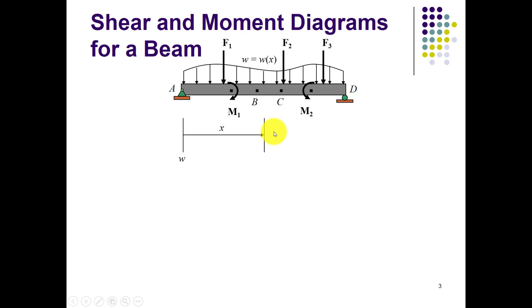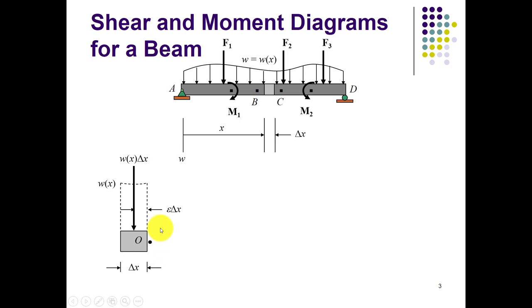So for the w there is an x for this small length. You have a delta x at which a different magnitude of UDL is acting. So we would take this section out, upon which there is a function of a UDL acting, and the change in length is just a delta x, which is quite a small length. The component of this UDL would be w of x into delta x, and you would have internal forces acting as shear and moment on the leftward, and shear plus delta V and moment plus delta M on the rightward.